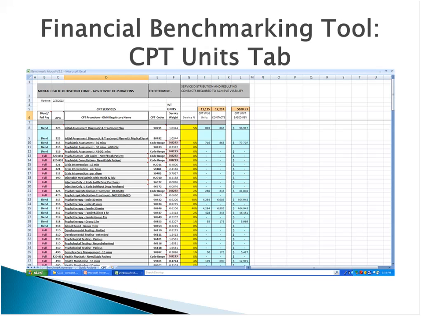What you're seeing on the screen right now is part of the financial benchmarking tool. There is a tab on that called the CPT Unit tab. As we were talking about unit weights, we're going to be talking about this tab more in the next session, when we'll be talking about service mix. We'll be talking in more depth about how the CPT weights interact with each other and what it means, and we'll be taking a look at this tool. I just wanted to show you that that's available.